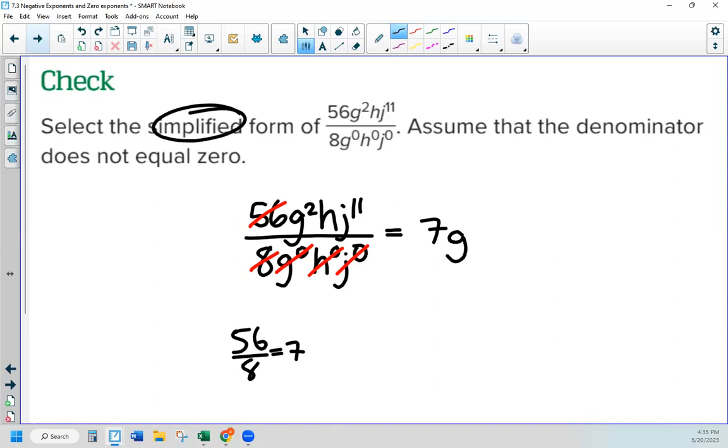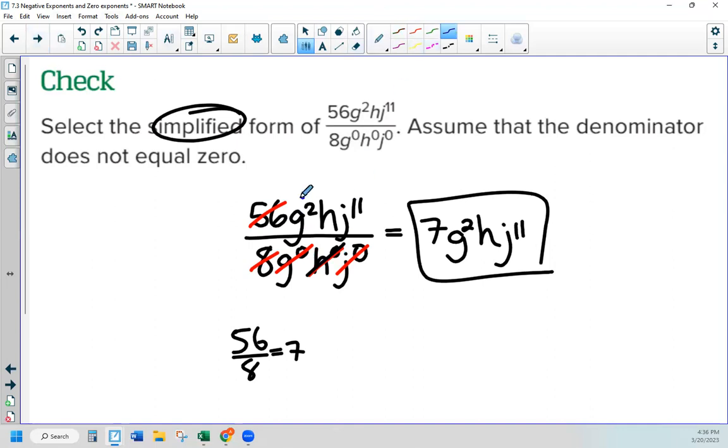We still have those G's on this to the second power alive. They didn't go anywhere. They didn't cancel with anything. H didn't cancel with anything either because the H is down here, turned into a 1. And then J to the 11th power just stayed as J to the 11th power, okay? That's it.